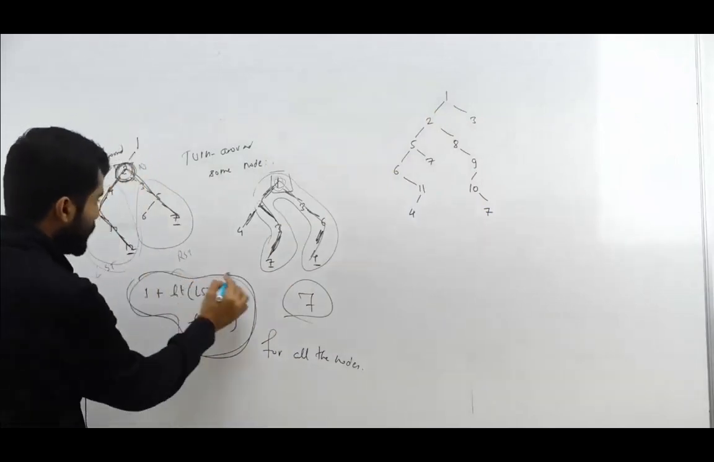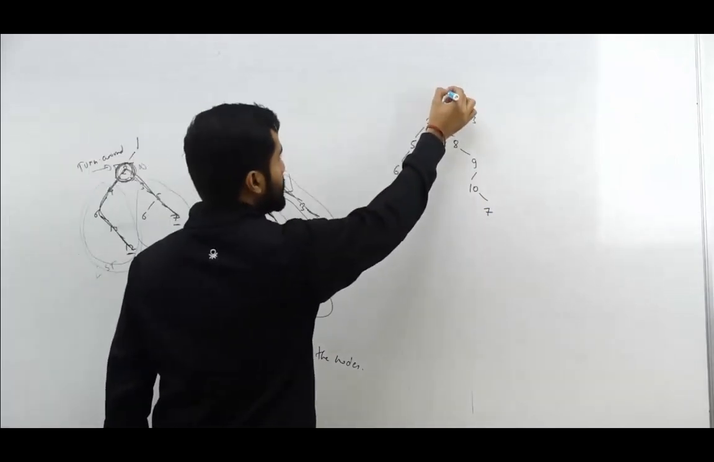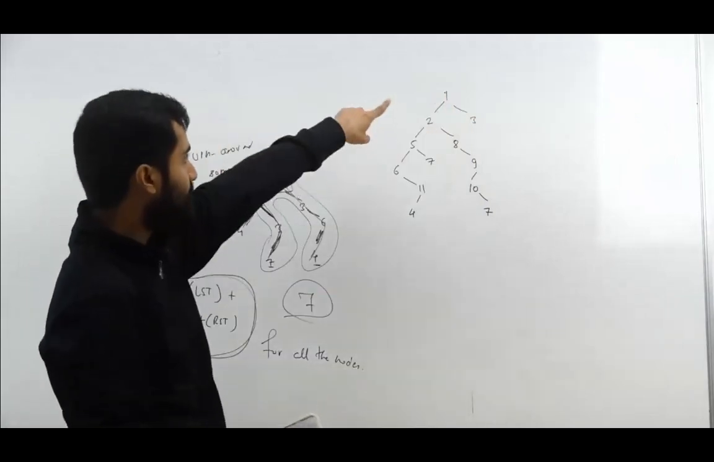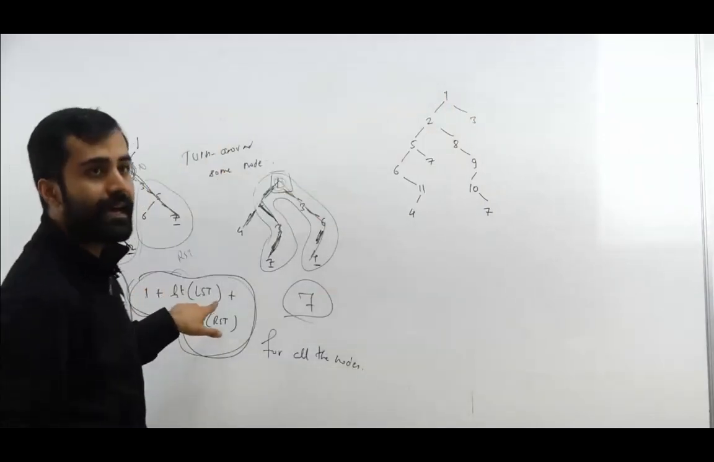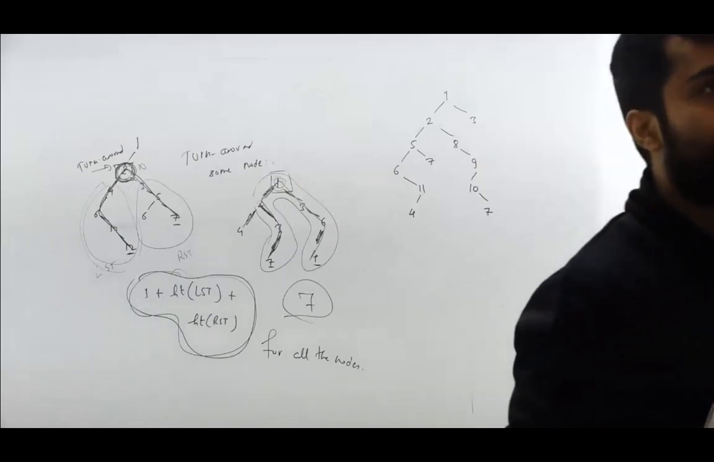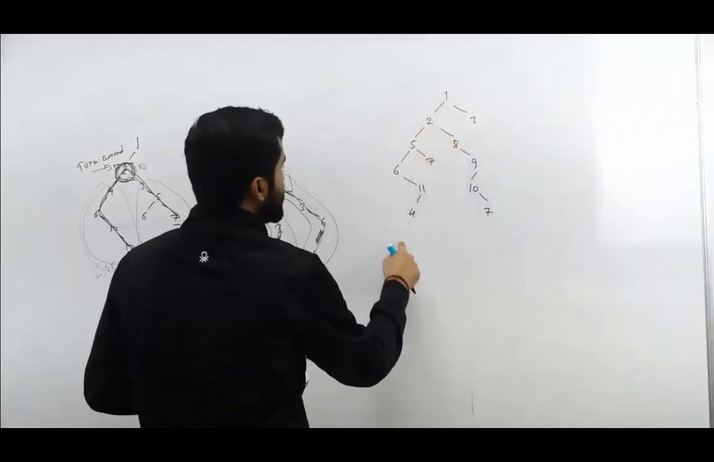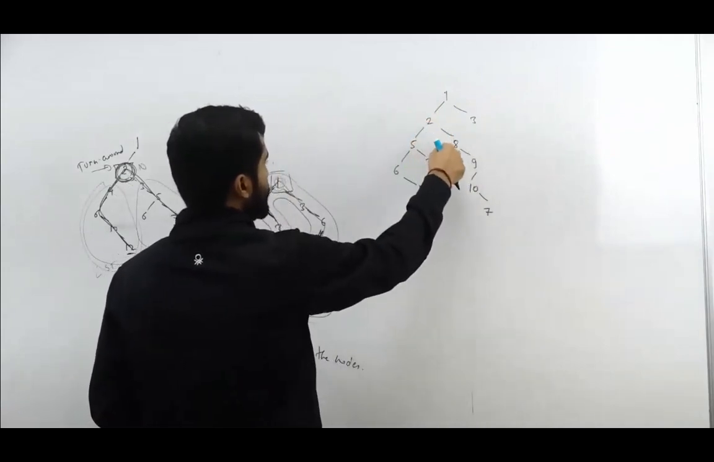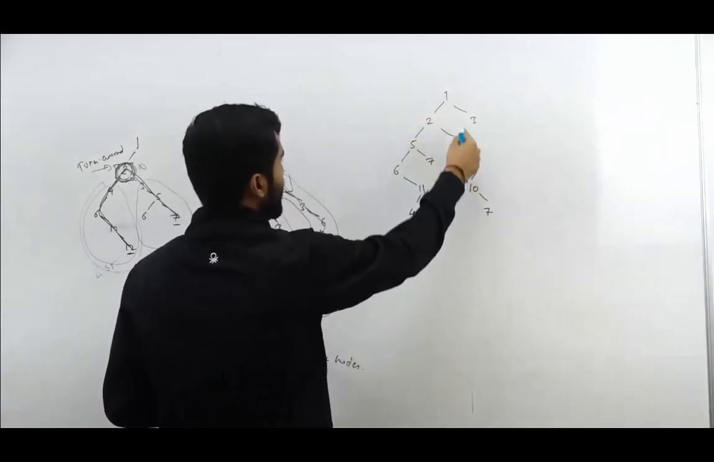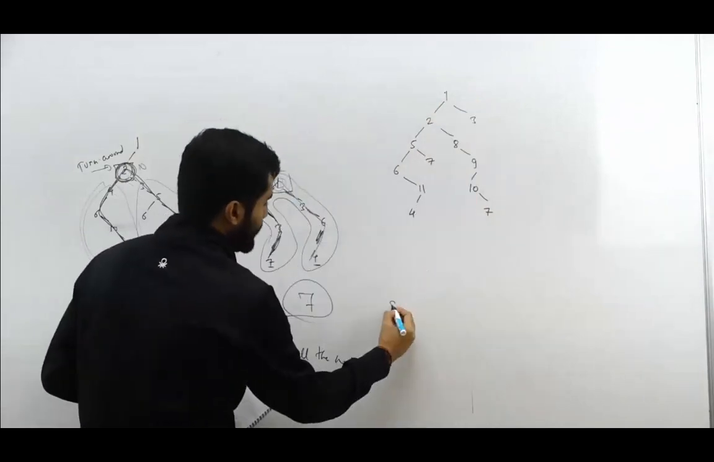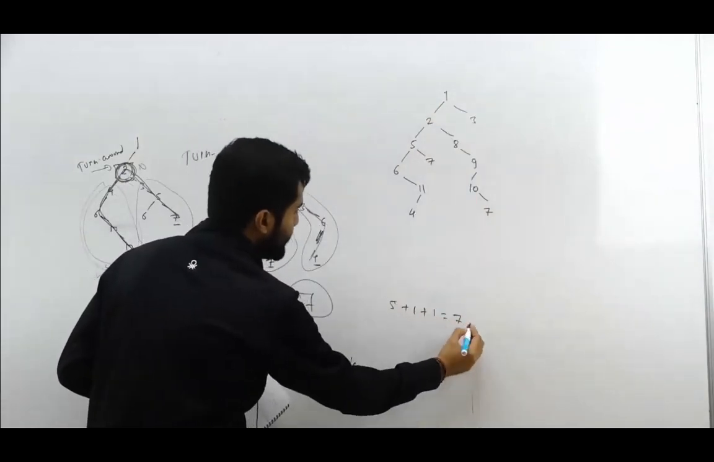Can you tell me the value of this expression for this node? If this is my turnaround point, then what will be the value of 1 plus height of left plus height of right? So for this node, what is the height of left subtree? The height of left subtree is 1, 2, 3, 4, 5. And the height of right subtree is 1. So 5 plus 1 plus 1 is going to be 7, right?